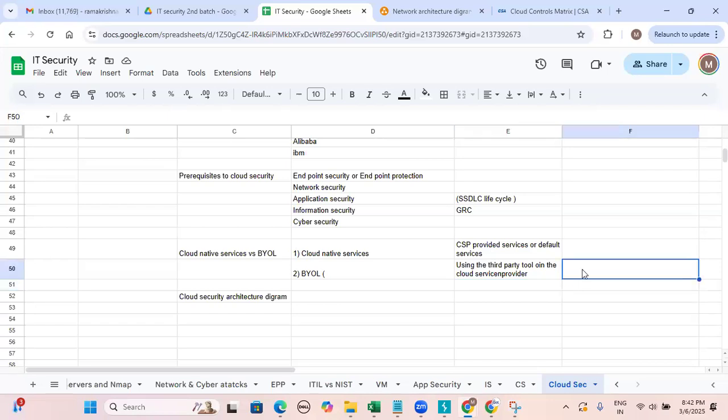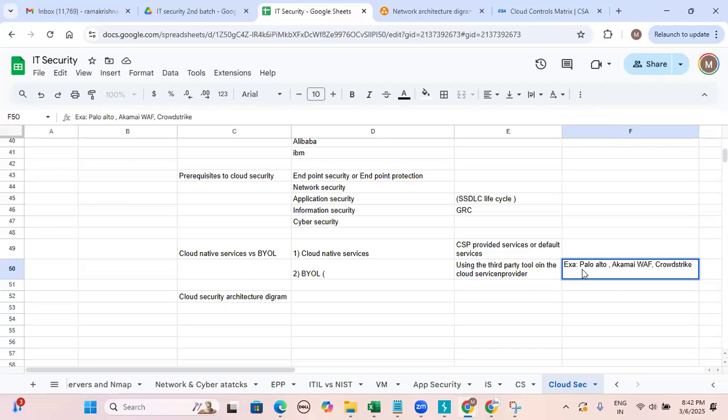Example, as I said, Palo Alto firewall or Akamai web application firewall. Or I don't like our Microsoft cloud service provider EDR tool, that is called Microsoft Defender for Cloud, part of the EDR. Maybe I want to go with CrowdStrike. Then I can purchase the Bring Your Own License CrowdStrike side.